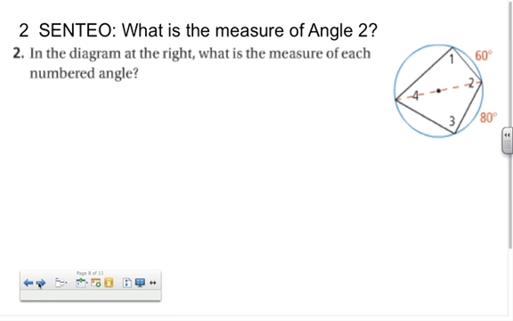Okay, so let's find angle 4. Okay, let's see what the right angle is. Fantastic. And then we do have to be opposite angle of quadrilateral. So 4.